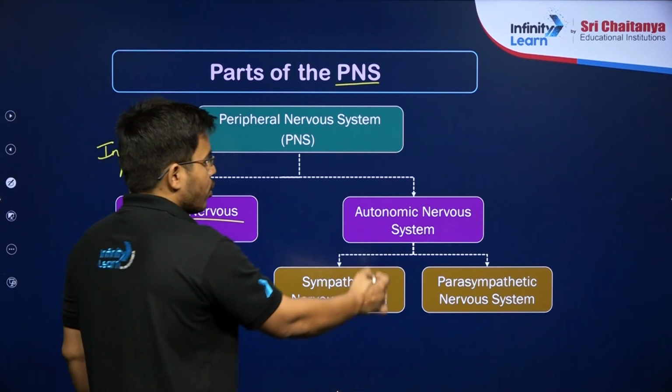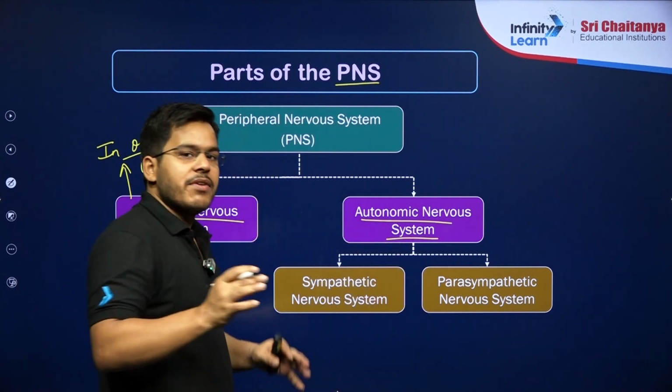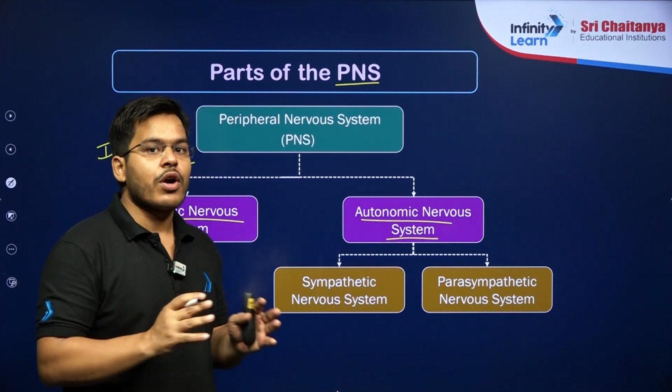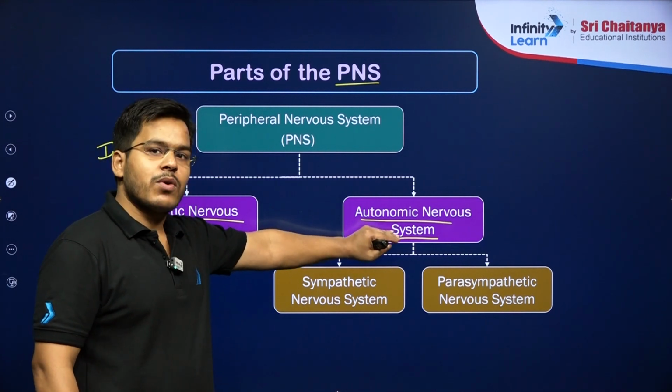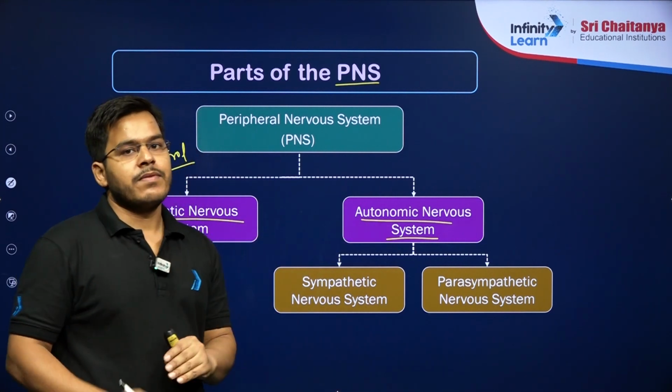Then we are having, students, the autonomic nervous system. There will be many different types of activities in our body that we cannot control, just like heartbeat, breathing rate, etc. So they will be there in this particular part, that is the autonomic nervous system.